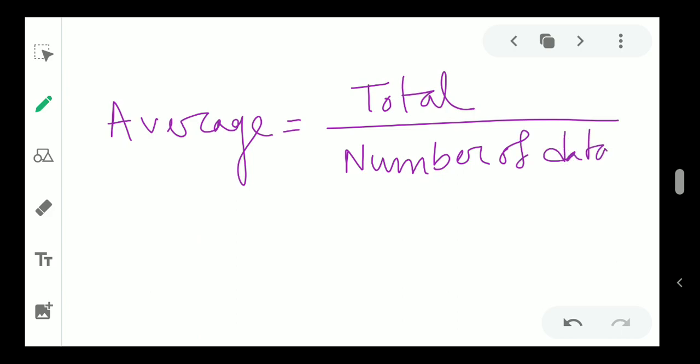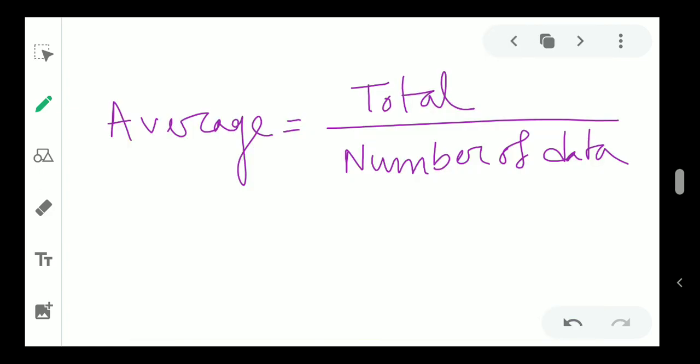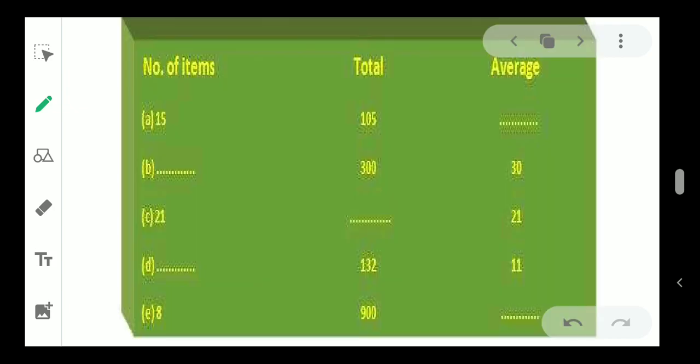So in this question, the data are not given, but your total is given. So you don't need data, you already have a total. You can find the average by total divided by the number of items. So if you divide 105 by 15, that is the number of your items, you will get the average is 7. So without finding the data, you can directly get the average from this.